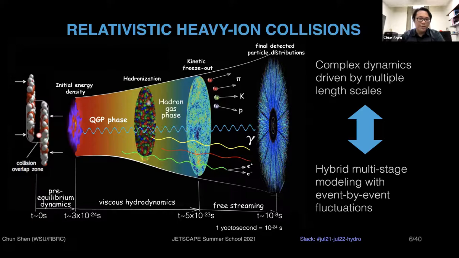As you can see, the whole heavy ion collision goes through multiple very complex stages, from the pre-equilibrium phase to the QGP and then the hadron gas phase. This requires modeling different physics in different phases. So we need to develop a hybrid theoretical framework that connects all these stages together and describes the evolution of all the particles in heavy ion collisions. We also want to simulate them event by event, because there are large fluctuations from one collision to the other, and we want to capture those fluctuations in these theoretical simulations.